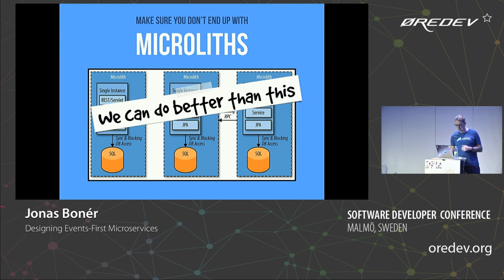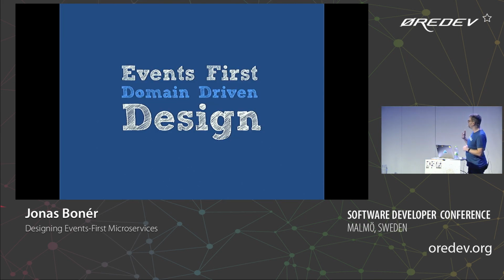I think we can generally do better than this, and I think events can help us along the way. This talk is really about how to think in events and how to design your system around events, and how events can liberate a really good design, pave the way for a really good design for distributed systems and microservices in general.